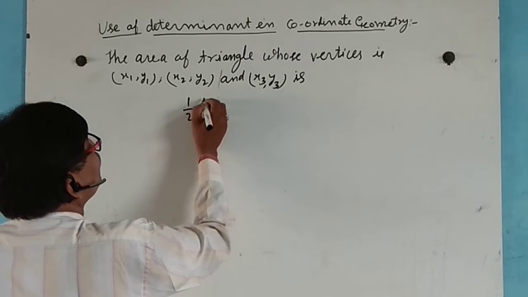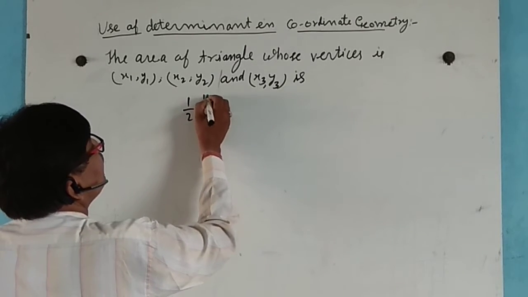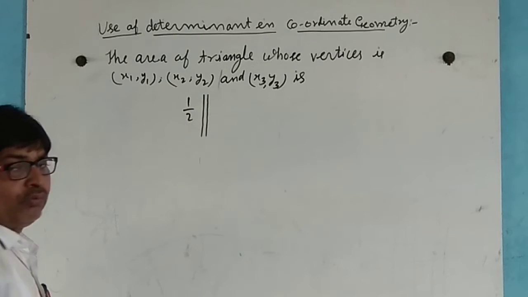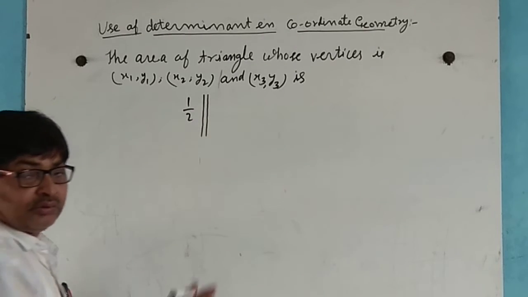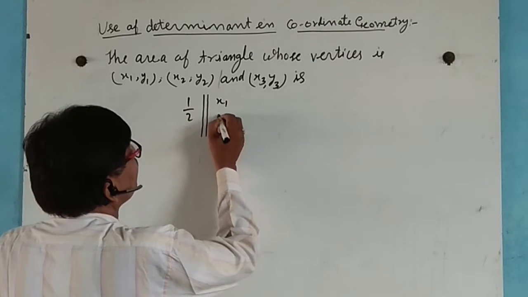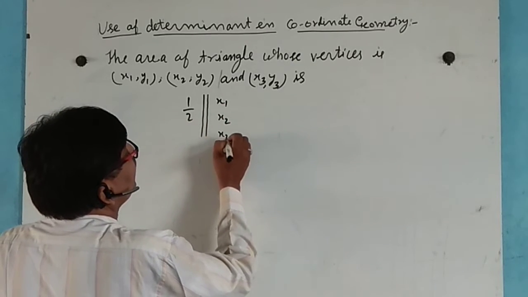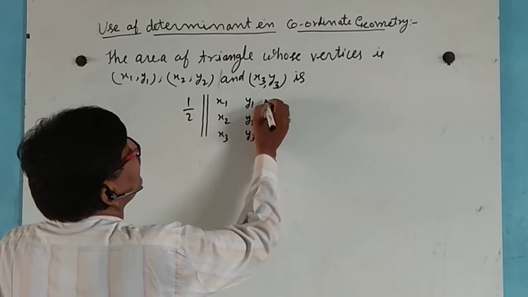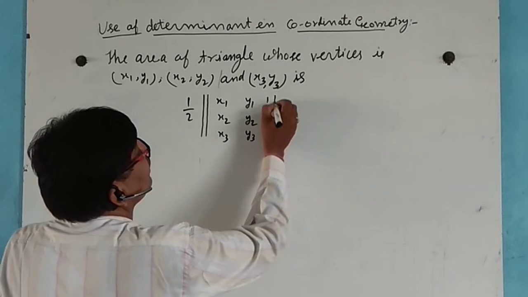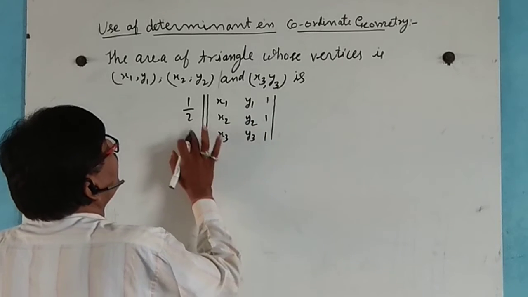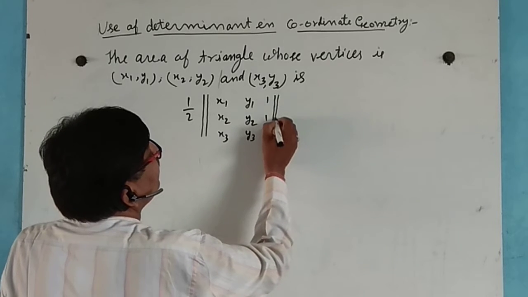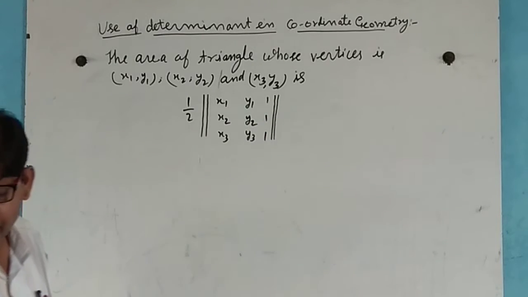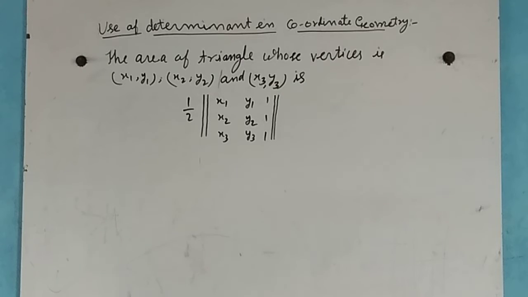1 by 2 in bracket, the determinant with rows x1, y1, 1; x2, y2, 1; and x3, y3, 1. This is a determinant notation, and this is half of the bracket.